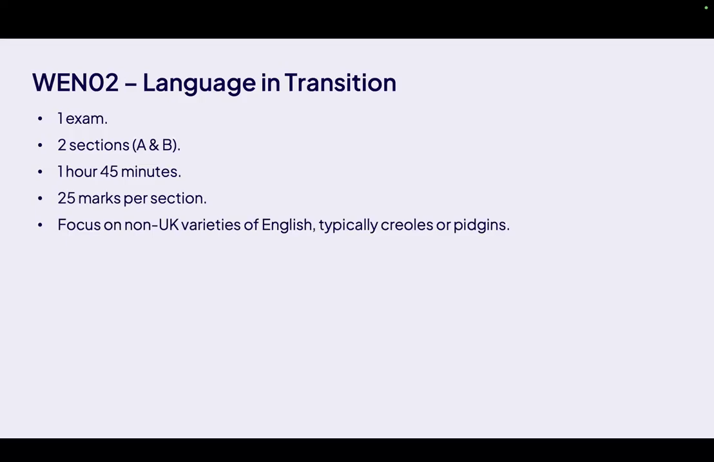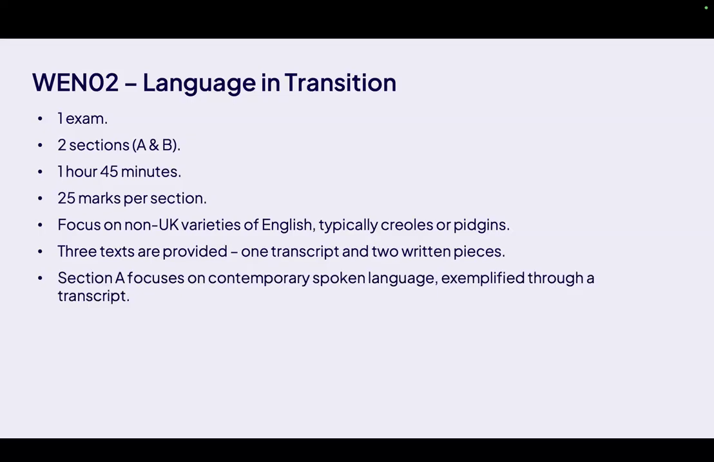In this paper, we're focusing on non-UK varieties of English, typically Creoles or Pidgins. So this is the students' focus of study for this paper. For paper 2, 3 texts are always provided. 1 transcript and then 2 written pieces. They're unseen pieces, there's no knowledge beforehand, so these are unseen texts for the students on the day.